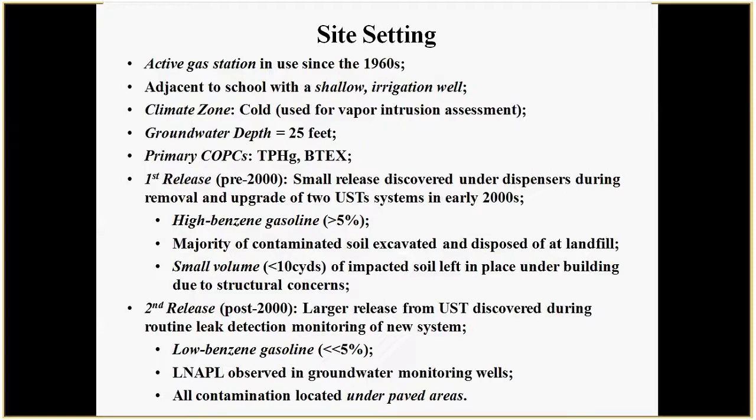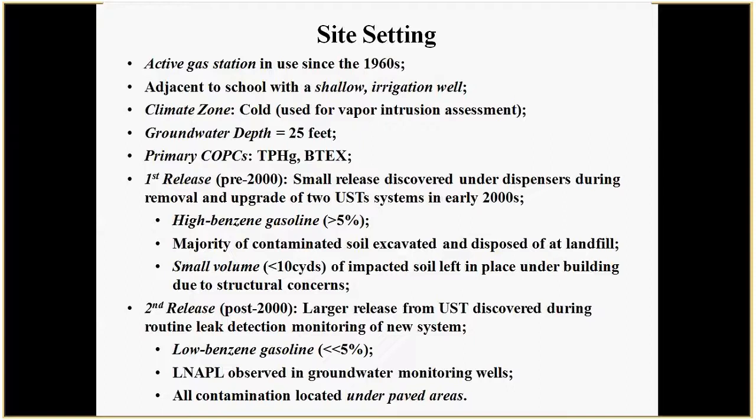Primary COPCs, contaminants of potential concern: TPH gasoline, BTEX. Here's something really common too that we put in. There are 2 releases at this site. First release before the year 2000: a small release discovered under dispensers during removal and upgrades of UST systems. This was a release of high benzene gasoline, some of this older gasoline that already had a lot of benzene in it. The majority of the contaminated soil was excavated and disposed of at a landfill, but, as is very common at active gas station sites, a small volume of soil, in this case less than 10 cubic yards, maybe your cubicle size or twice your cubicle, of impacted soil was left in place under a building due to structural concerns.